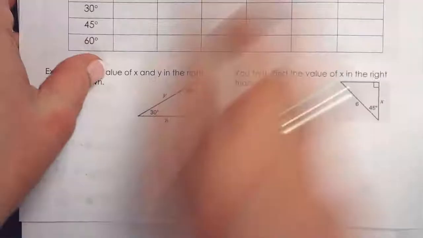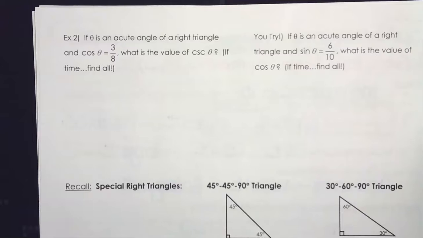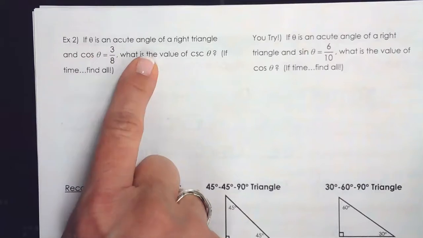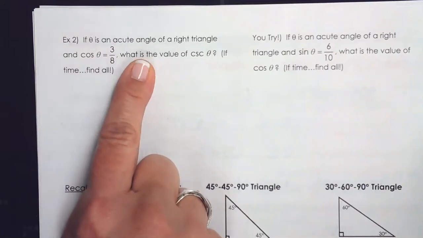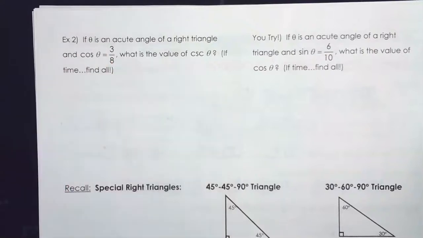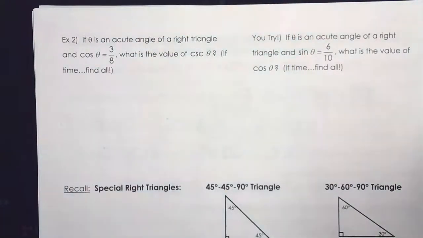All right, so the next type of questions. This time they don't have a triangle drawn. It says if theta is an acute angle of a right triangle and the cosine of theta is 3/8, what is the value of cosecant theta? If we have time, we'll find them all because that's what you'll be asked to do in the homework and on a quiz situation. We kind of ran out of room on the notes.